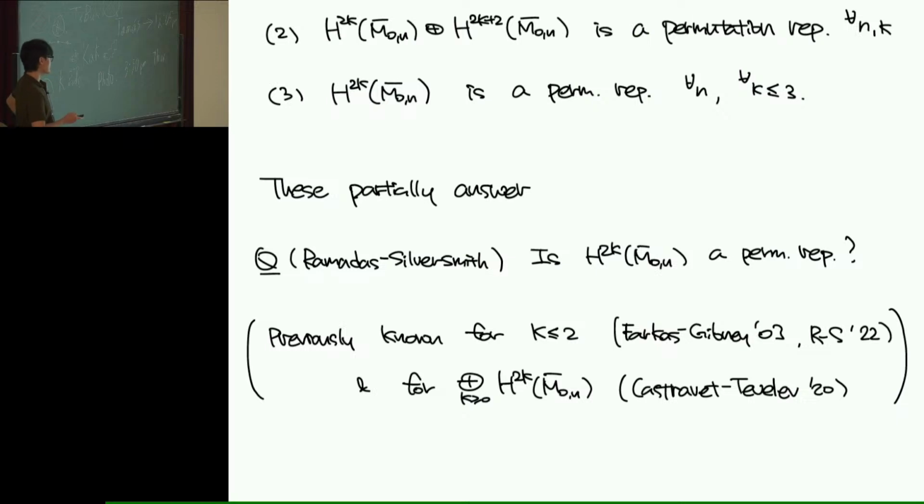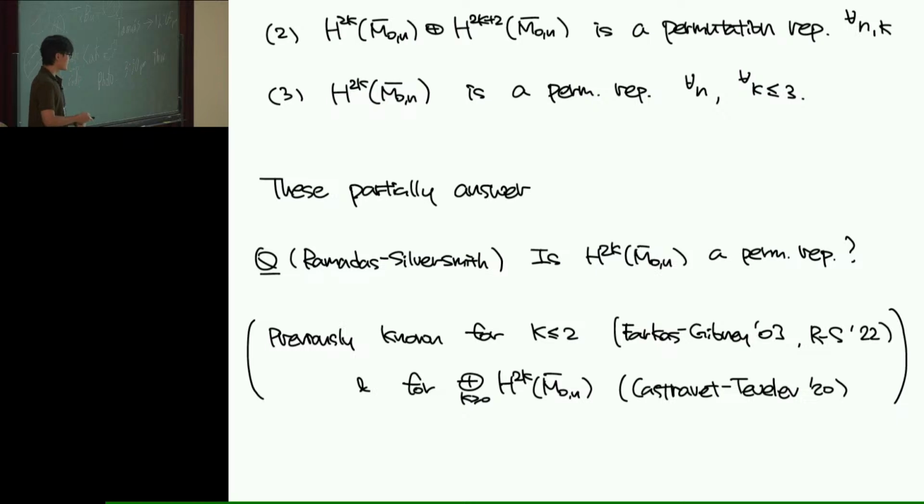Okay, so this partially answers the question by Ramadas and Silversmith about whether a single piece of this cohomology is a permutation representation or not. It was previously known for degree up to 4 by Farkas and Gibney and Ramadas and Silversmith. They gave an explicit permutation basis.